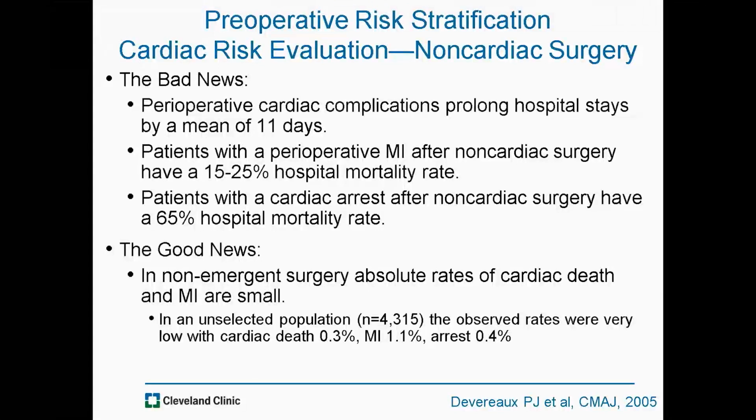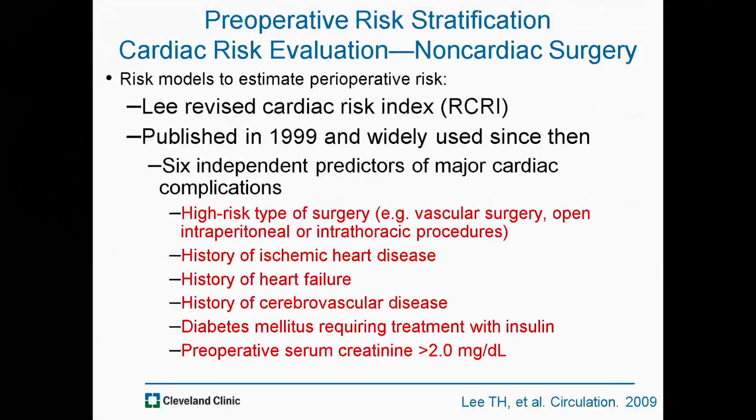The good news is that in non-emergent surgery, the absolute rates of cardiac death and MIs are extremely small. So in one study with an unselected population, so not at increased risk, the observed rates were extremely low, with cardiac death of only 0.3%, MIs of 1.1%, and arrests 0.4%. So how do we figure out which patients are at risk for major cardiac events? And the most commonly used risk stratification for that is the Lee Revised Cardiac Risk Index, most commonly just known as the RCRI. And that was published back in 1999 and has been widely used since then.